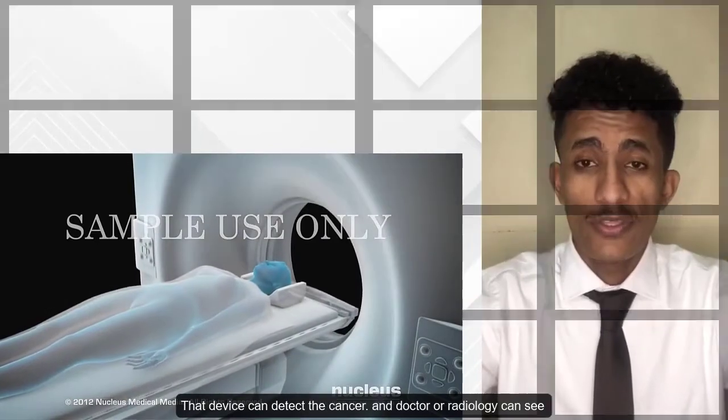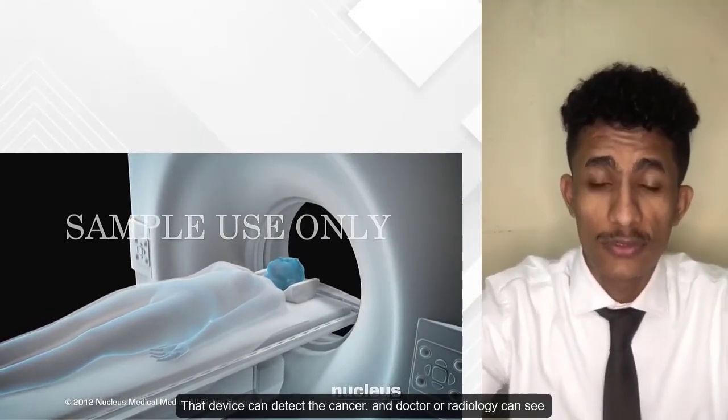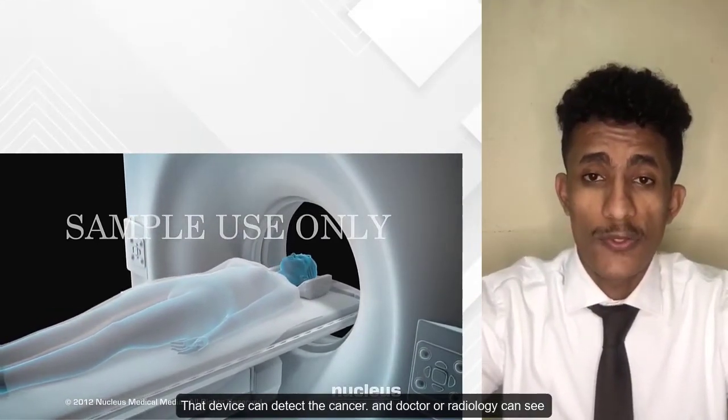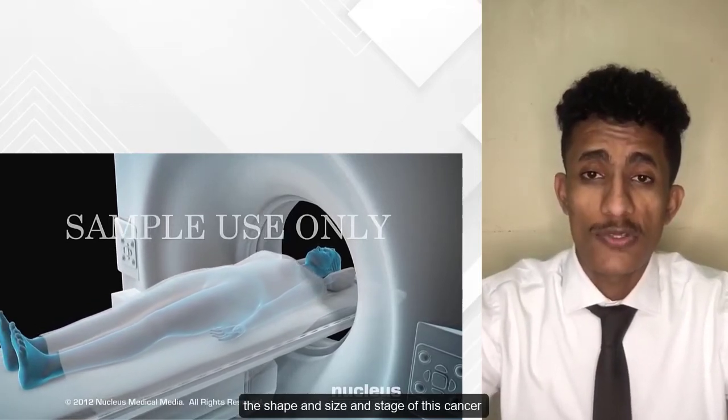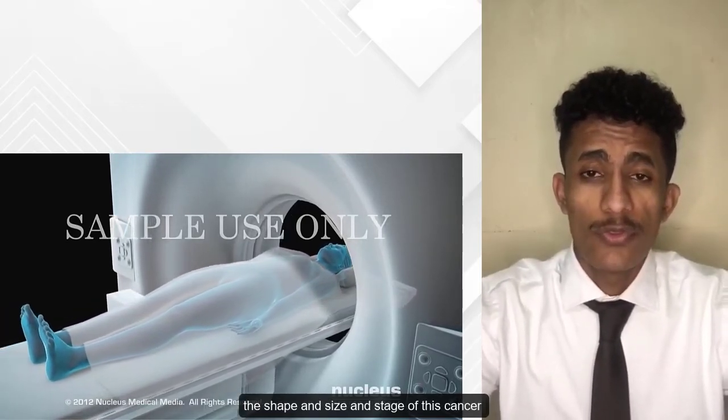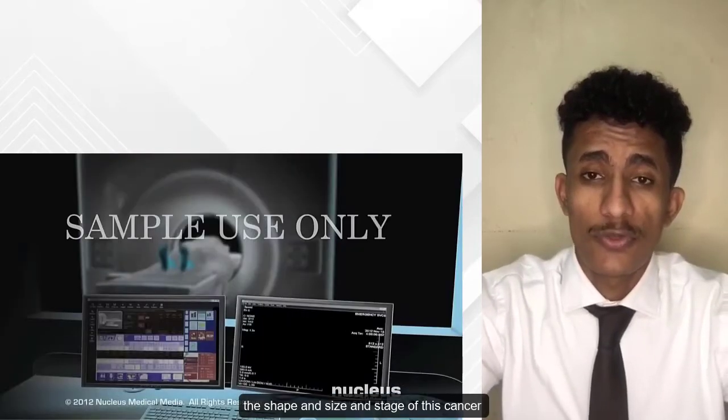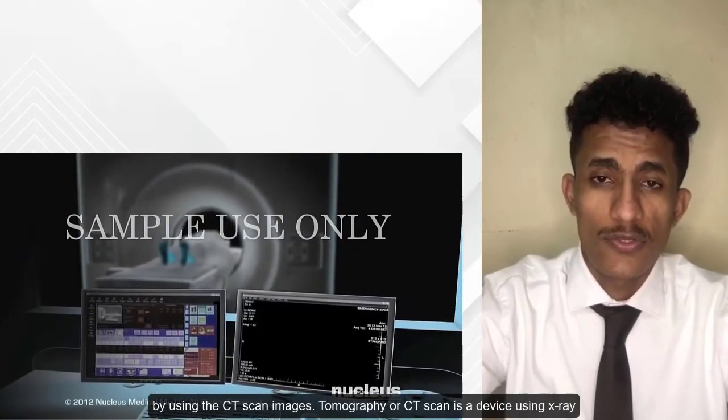CT scan, one of the devices, can detect bladder cancer, and the doctor or radiologist can see the shape and the size and the progression of this cancer, and know the stage of this cancer by using the CT scan image.